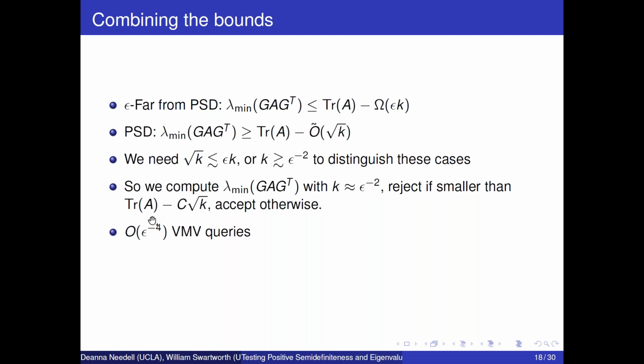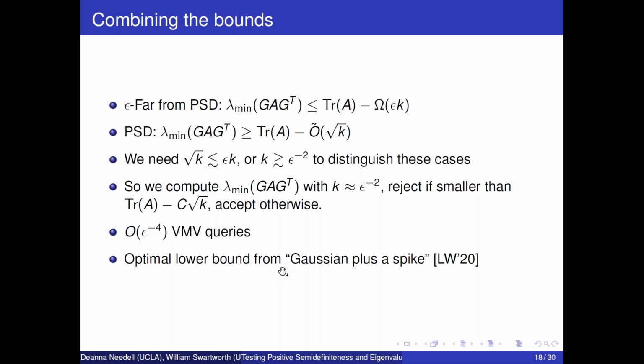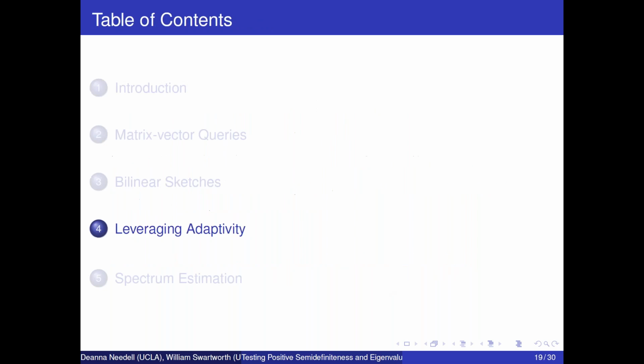It requires 1 over epsilon to the 4th bilinear queries, or vector matrix vector queries, VMV queries, because you sketch on the left and the right with a Gaussian sketching matrix with 1 over epsilon squared dimensions. And this you can again show is optimal using a similar lower bound argument that we had before. Okay, so that's what I wanted to say about bilinear sketches.